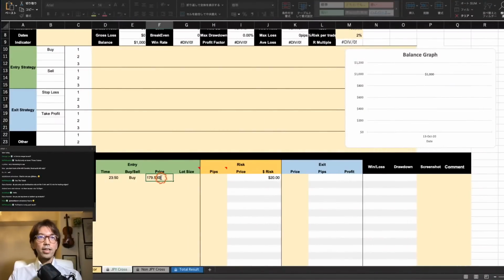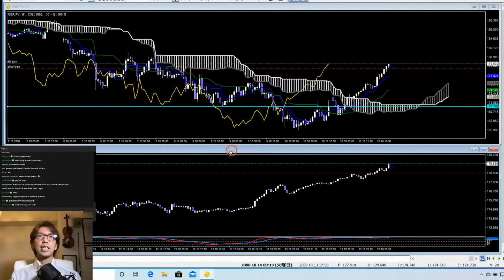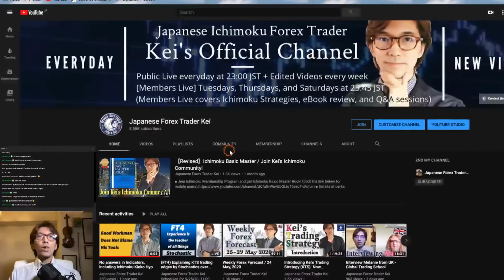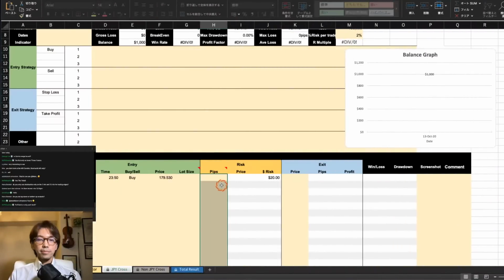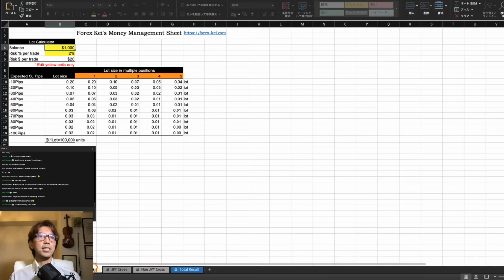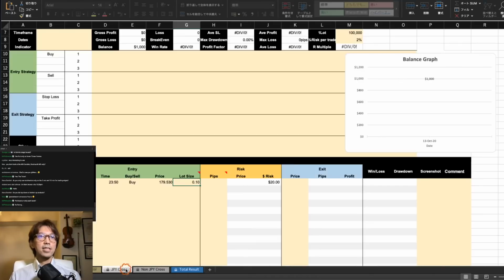530. In reality, there is a spread, so I think it's going to be a little bit upper level, but it's okay. This is just an example. And I went for 0.1 lot sizing. In reality, I calculated based on this lot calculator. I put the $1,000 and 2% risk, and for 90 pips of stop loss, 0.02 was the correct lot sizing. So I should have been going for a 0.02 lot, but today it's not the topic, so I will just pick 0.1 lot.